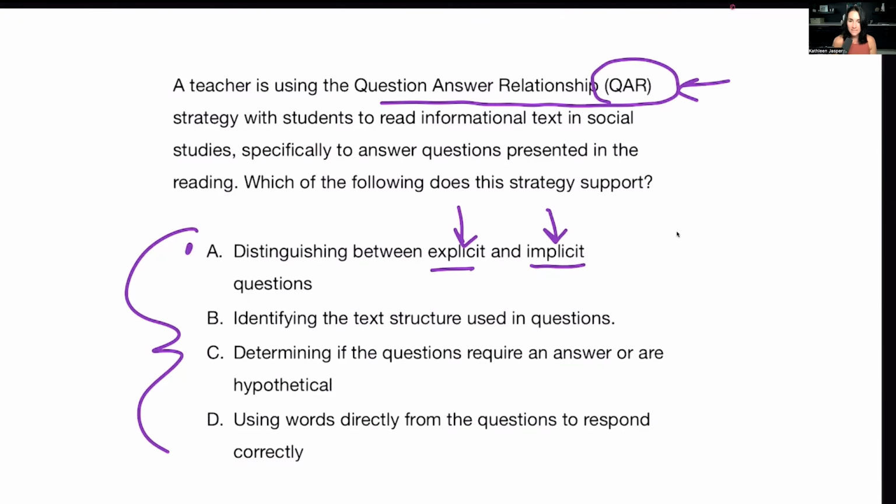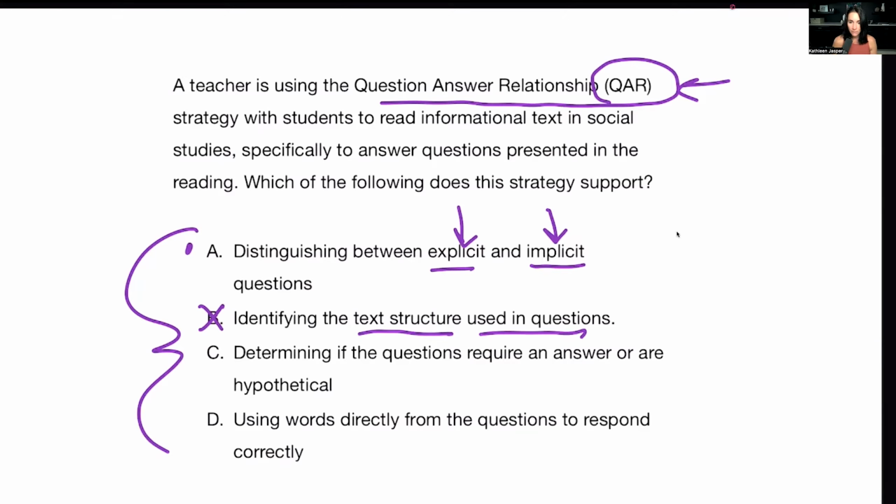B, identifying the text structure used in questions. This is actually a nonsense answer choice. Text structure is not used in questions. Text structure is used in text, whether it's cause and effect, chronological, narrative, descriptive. Those are all text structures, and this answer choice does not make sense. So I'm going to cross that off.